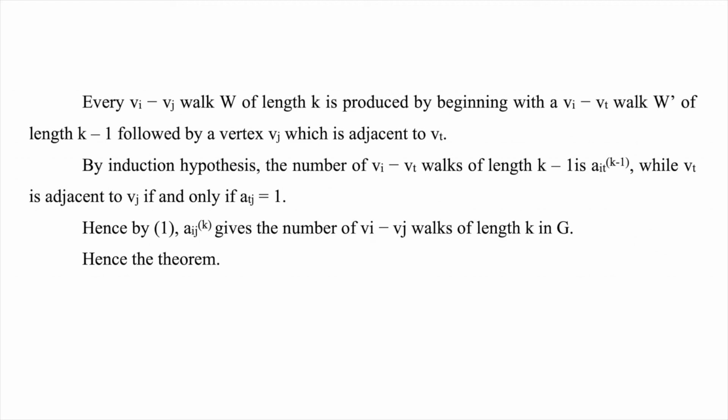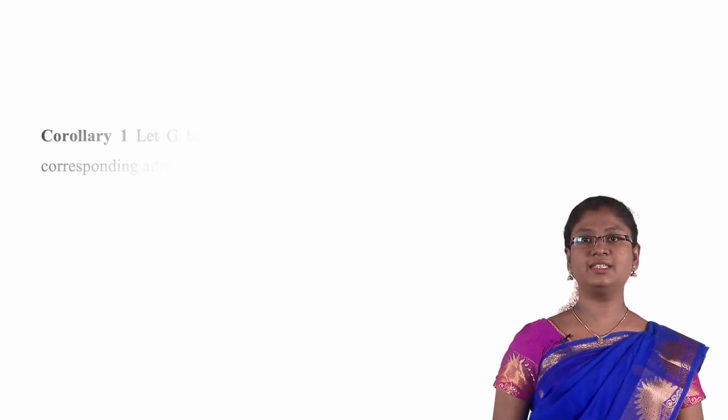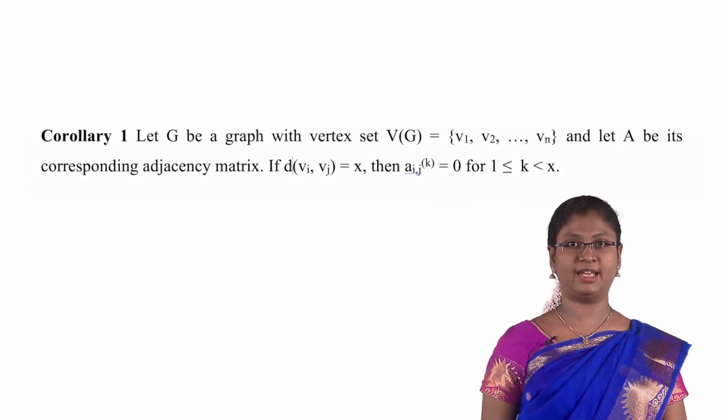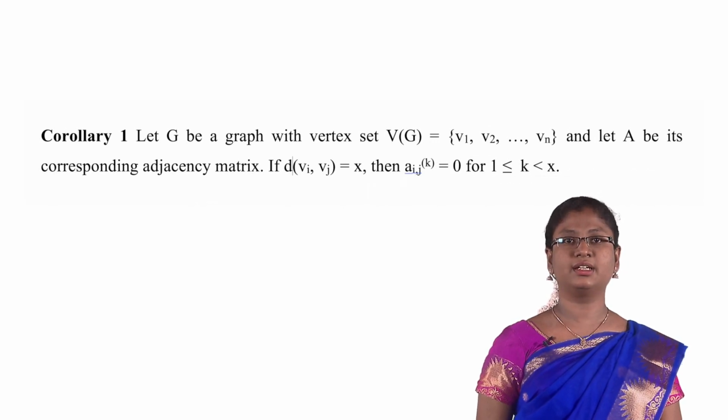Hence, Aij power k gives the number of Vi, Vj walks of length k in G. Hence the theorem. The example for the theorem that we discussed now is given in the script. Please refer to that. Now, we shall see a straightforward corollary of theorem 2 regarding distance between vertices.